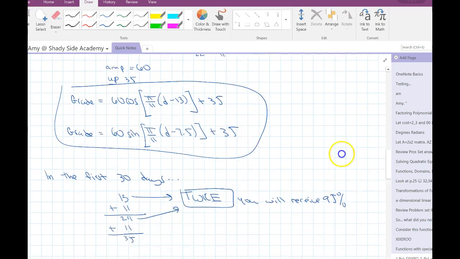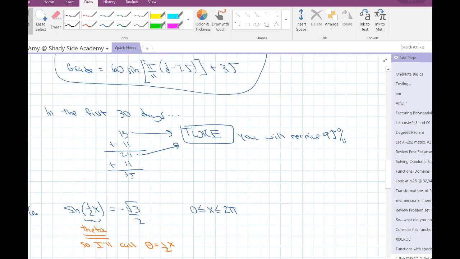In the first 30 days, how many times will you get a 95%? Twice. Okay, you get one on the 13th day. You get another one on the 24th day. The next one is in the 35th day, which is in the next month. So, okay. Number 6. Love number 6.